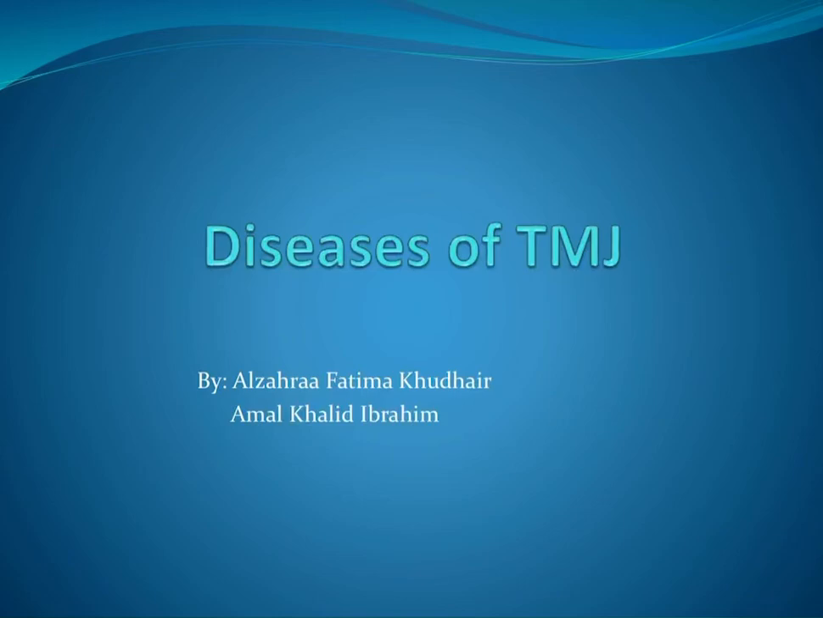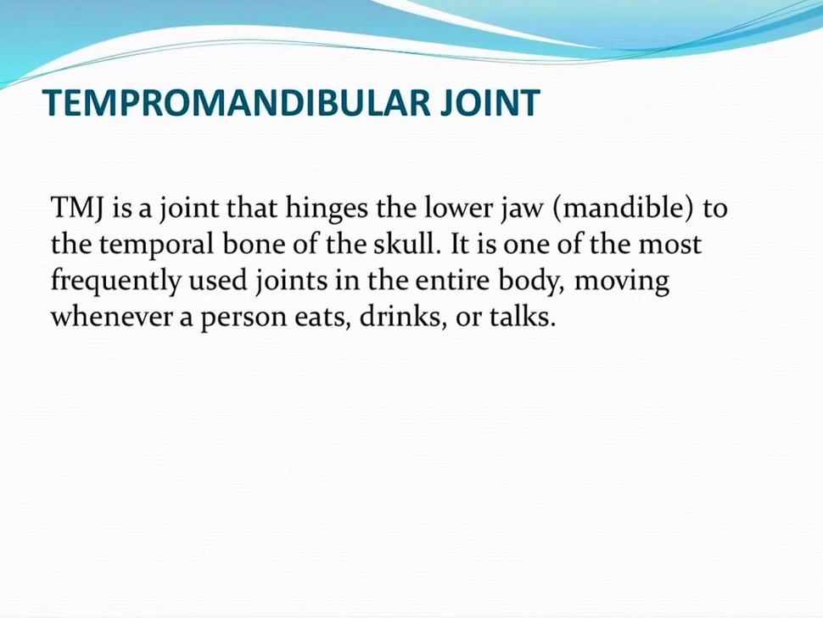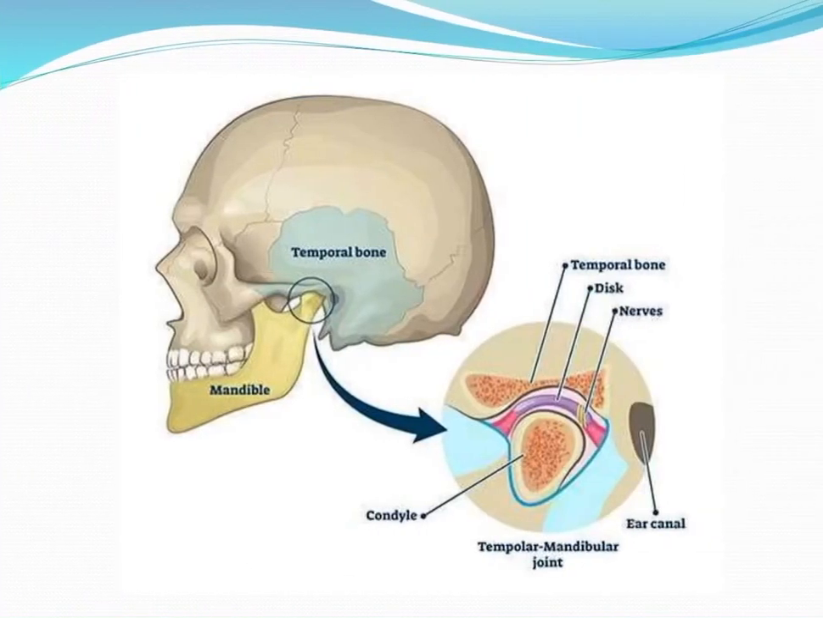Our seminar today is about the disease of the TMJ. TMJ is the joint that hangs the lower jaw, the mandible, to the temporal bone of the skull. It's one of the most frequently used joints in the entire body, moving whenever a person eats, drinks, or talks. As we see here in this picture, the TMJ is the joint that hangs the mandible to the temporal bone.